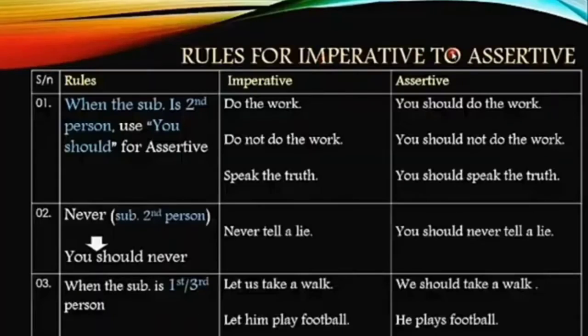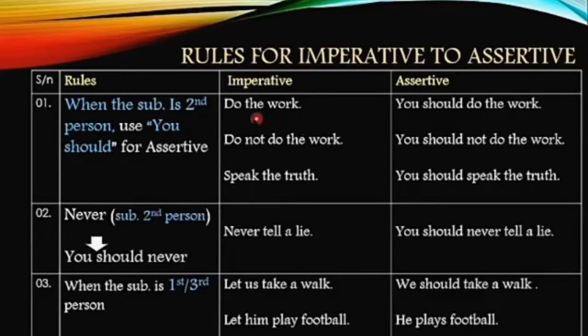So let's check out how the transformation between assertive and imperative occurs. Rules for imperative to assertive sentence or from assertive to imperative. The first rule says when the subject is second person, use "you should" for the assertive sentence. Then if the imperative sentence doesn't have any subject, how are we going to understand that? Well, imperative sentences are used between first and second person. The speaker is the first person and the person spoken to is the second person. That is how we can understand.